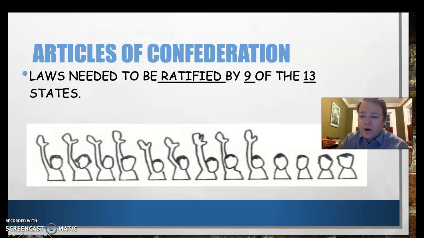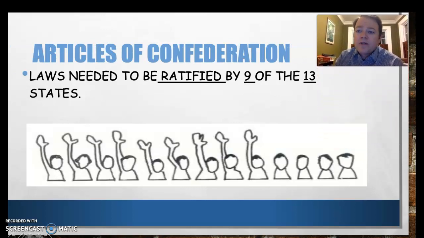Another feature of our government under the Articles of Confederation was that in order for a law to be created, it had to be ratified by 9 of the 13 states. So at this point in our history, we have 13 states, which means in order to get a law passed, think of anything. Think of, we've got to make crosswalks. That wouldn't be a good rule for 1787.